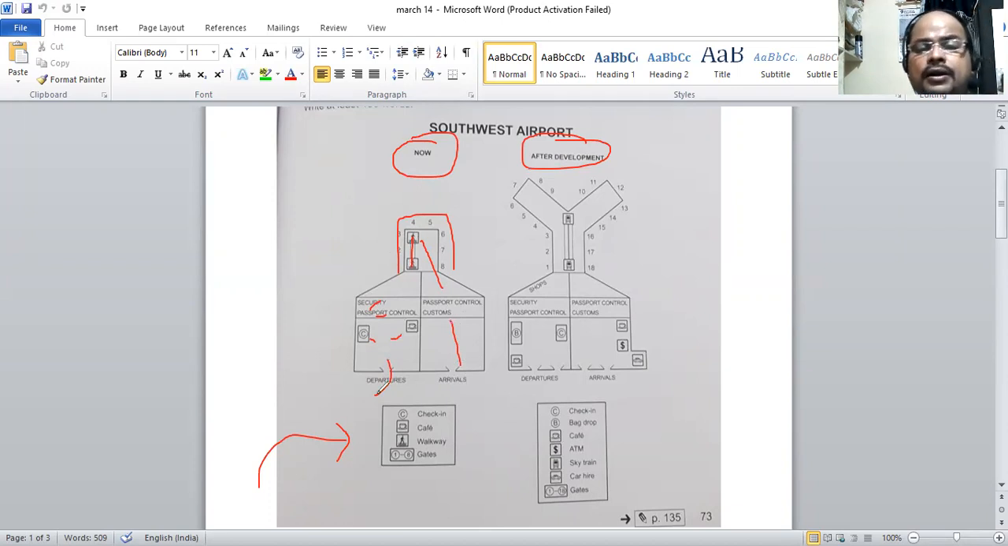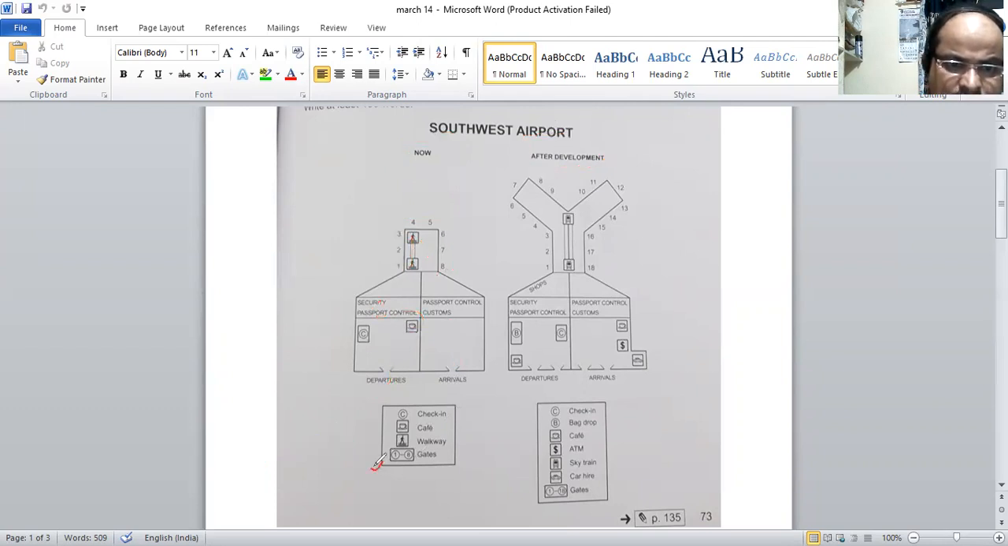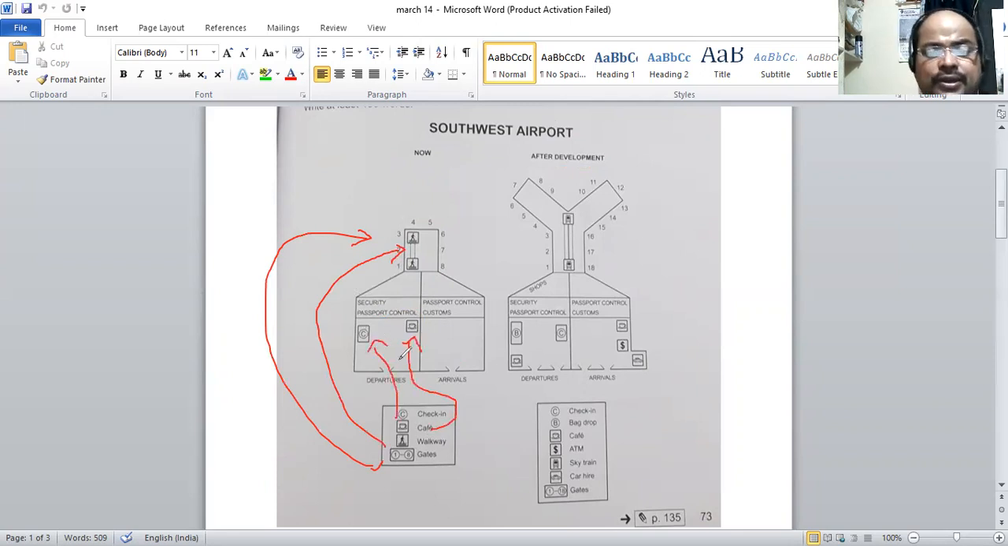Those who are departing have a facility of a cafe. That's the only refreshment we have in the departure area. Now please have a look at the keys here. The first is the gates. The gates are represented here. The second is the walkway. The walkway is represented here. Next is the cafe. Cafe is here. And here is the check-in. So all these things are very clear to you.